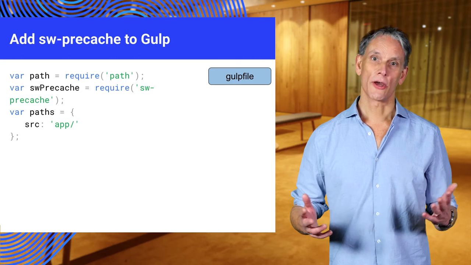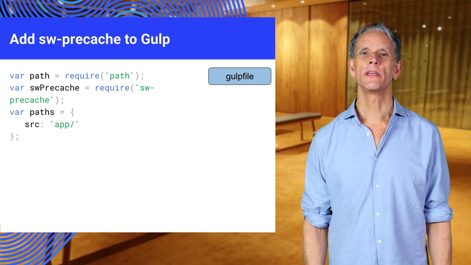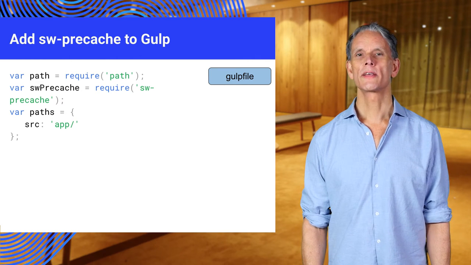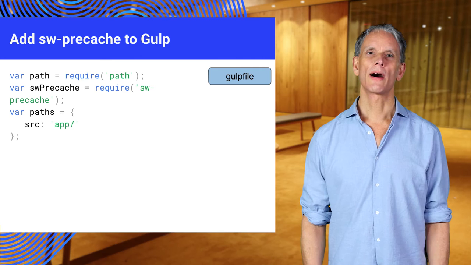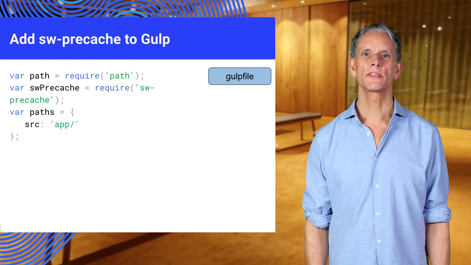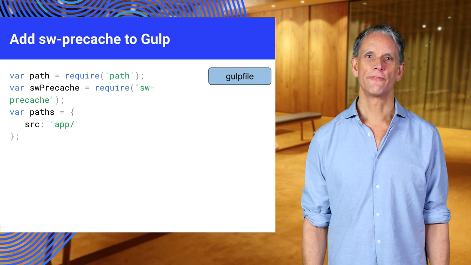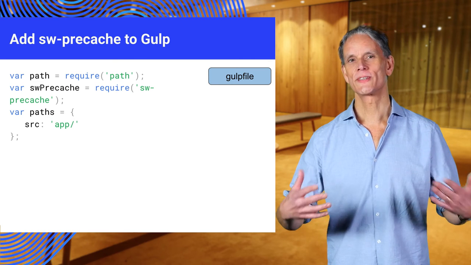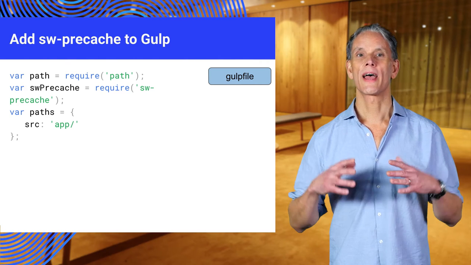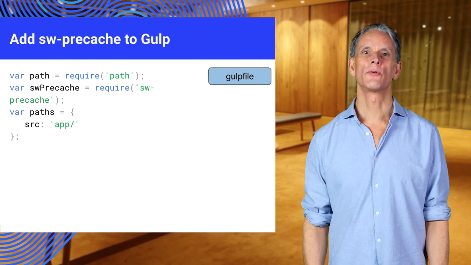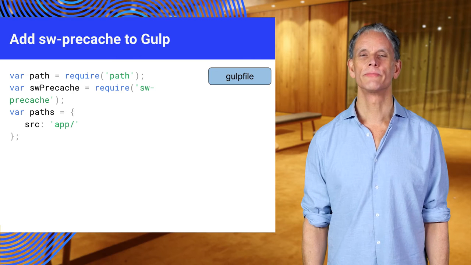Because Gulp must know what plugins to use, we register each plugin to a variable by assigning a require statement for each of the plugins we use. In this case, we add path and SW Precache to the list of plugins at the top of the build file. We can then create an array of variables to reflect the paths used in our application. Right now, the code only uses a source child to represent the root directory of the application.